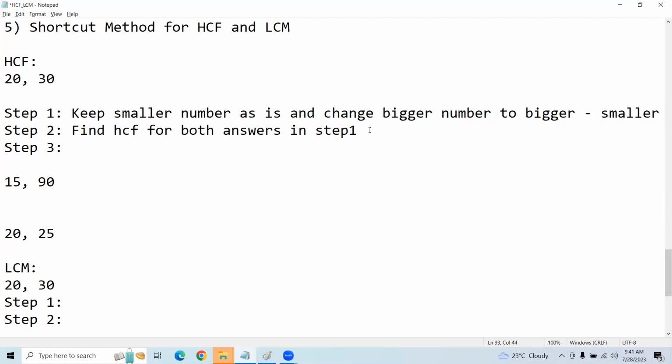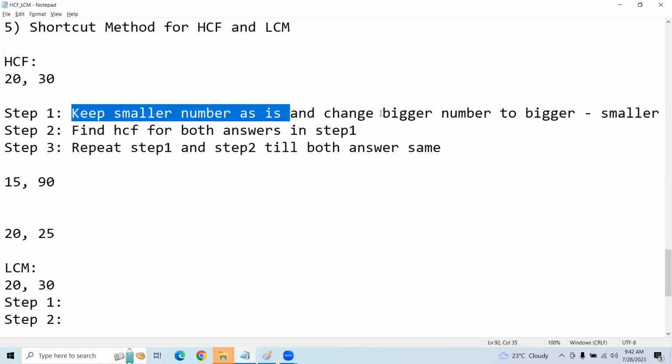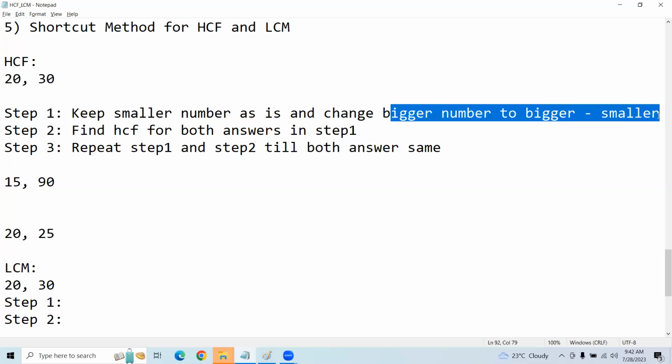If you are not able to figure out the HCF of them in step 2, you have to repeat step 1 and step 2 till both answers are the same. So when we say both answers are the same, if we get 10, 10, like this number also becomes 10 and this bigger minus smaller also becomes 10, anyone can tell that the HCF of 10 and 10 will be 10 only. At that point, whenever it comes the same, you can stop and you will get your answer.